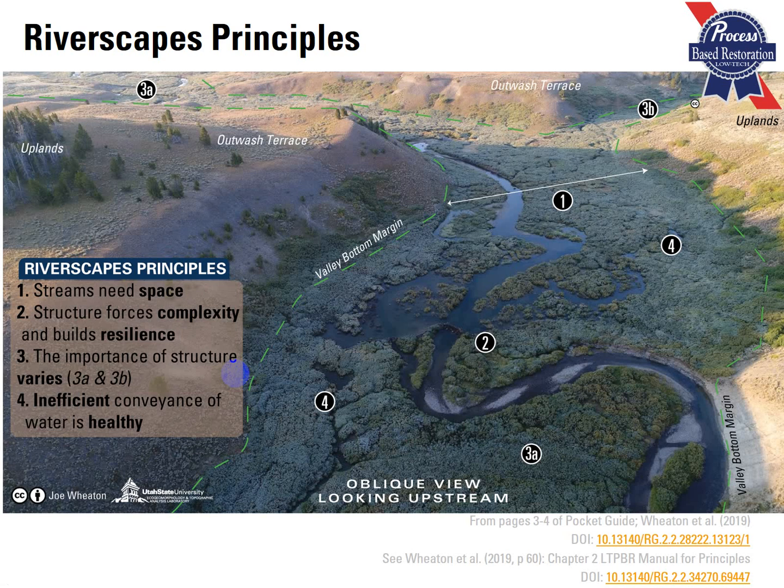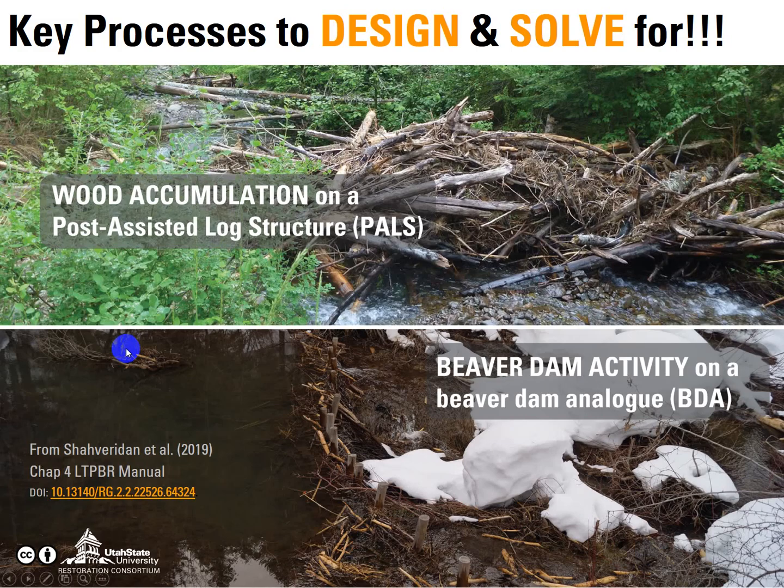So recall that we had four principles that helped us understand what constituted healthy riverscapes. And we spent a bunch of time focusing on this idea of structure forcing complexity, and that builds resilience. And what we learned is that there's a couple of key processes, we call them key processes, kind of like a keystone species, if you will.